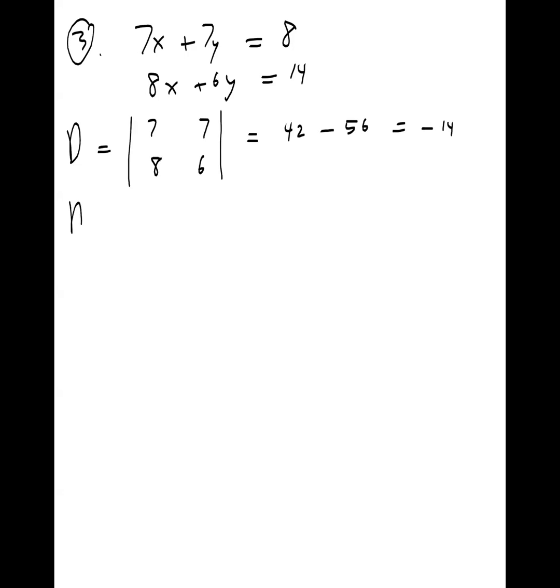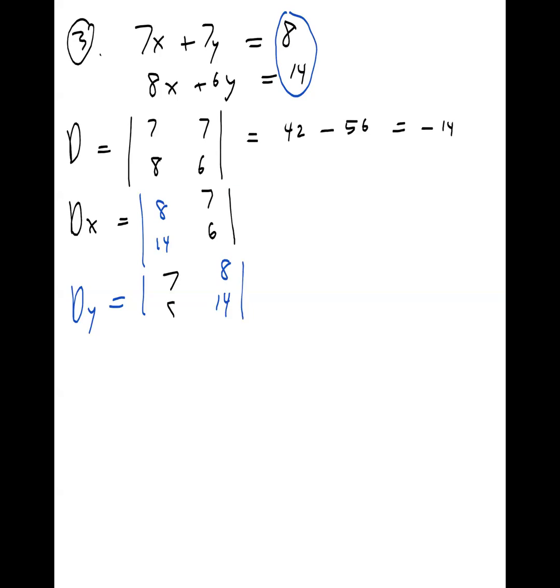And then we'll find the determinant of x. So we replace the x coefficients by the right side, 8, 14, in the first column. And by the way, while we're doing that, we might as well do the determinant of y, which is when you replace the y coefficients with the same numbers on the right side. But when you find the determinant of x, you keep the other two numbers the same as they originally were. And when you do the determinant of y, you keep the other two numbers the same as they originally were.